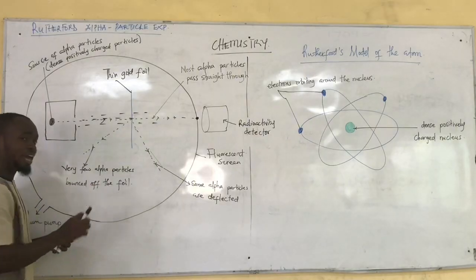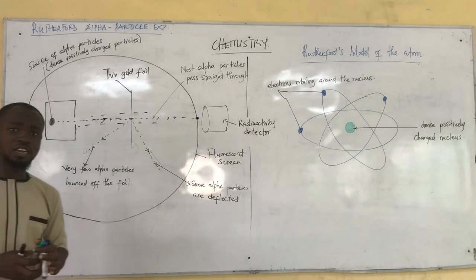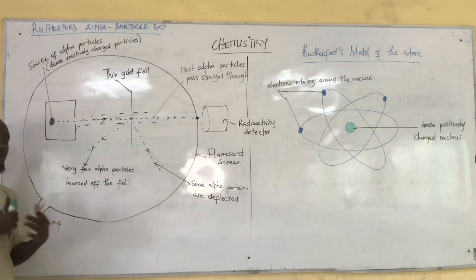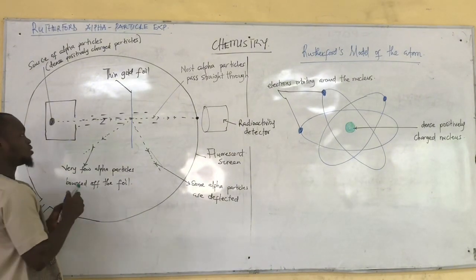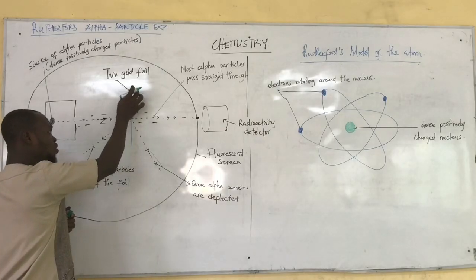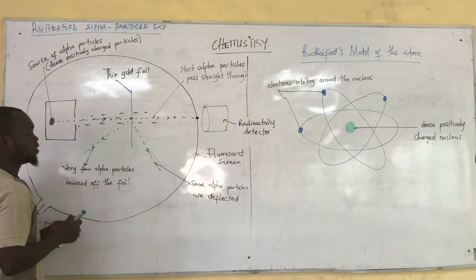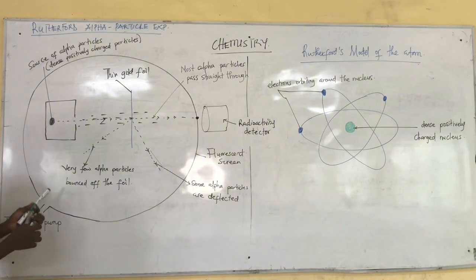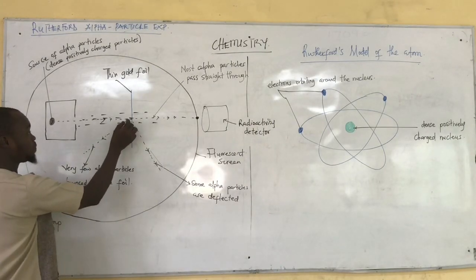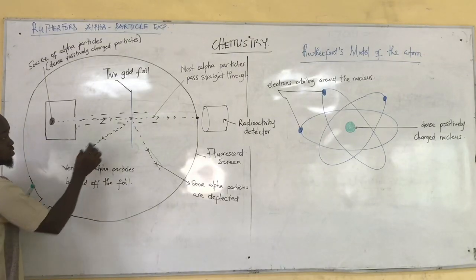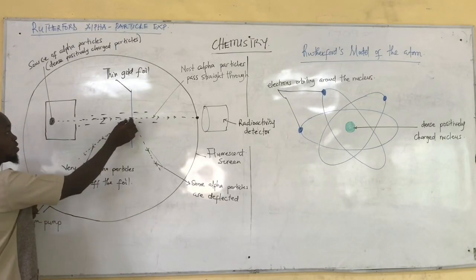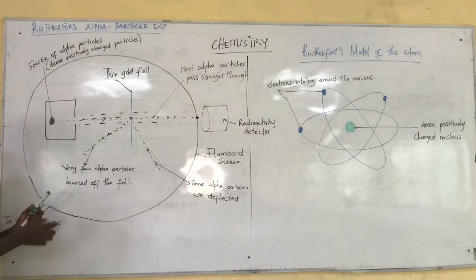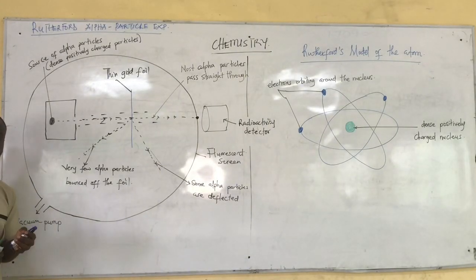And the very last observation was that a very few of the alpha particles bounced backwards. Once the alpha particles got into contact with the thin gold foil here, a very few of the alpha particles were seen deflected backwards. I use an arrow here, and the dotted lines indicate the bouncing back alpha particles. So very few alpha particles bounced off the foil.